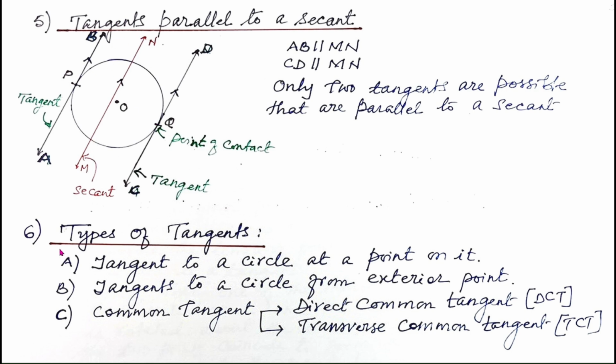Remember that. Now there are different types of tangents: the tangent to a circle at a point on it, tangents to a circle from an exterior point, and common tangents. Even in common tangents we have different types of tangents called the direct common tangent and the transverse common tangent. Let us learn these one by one.